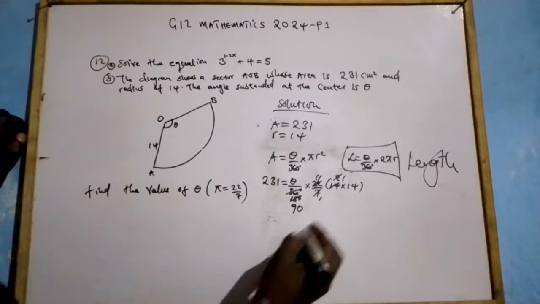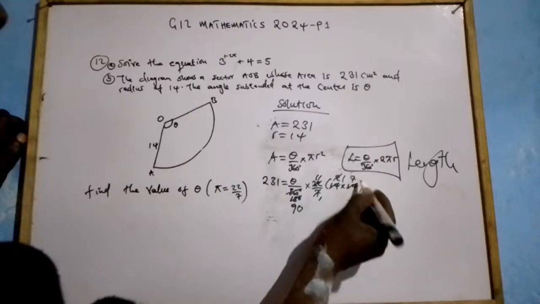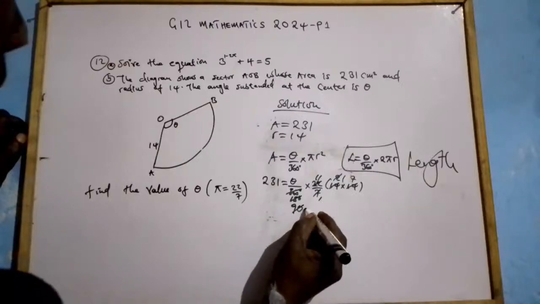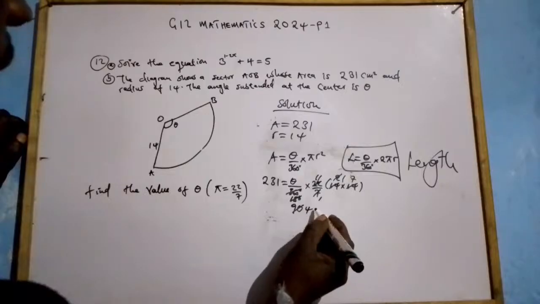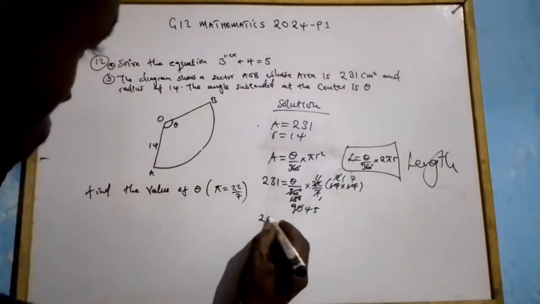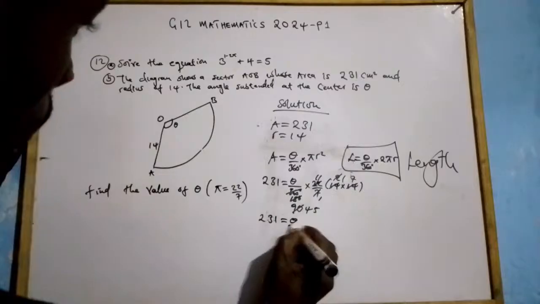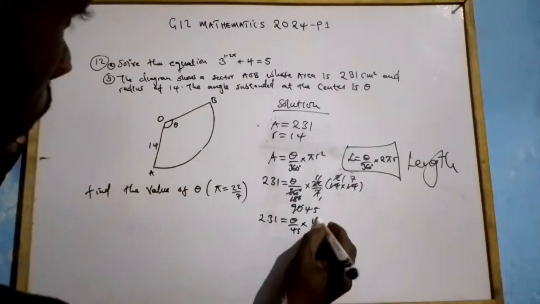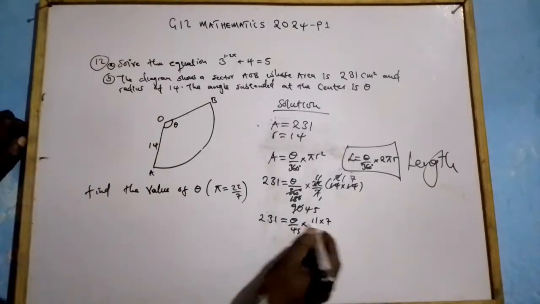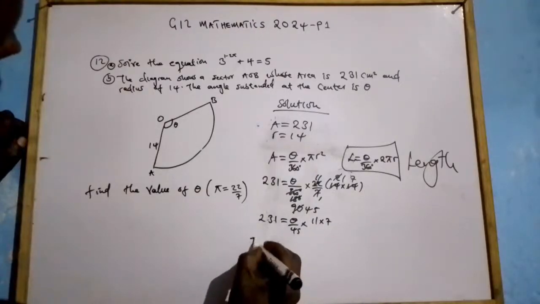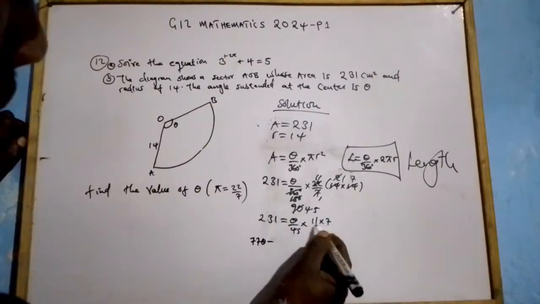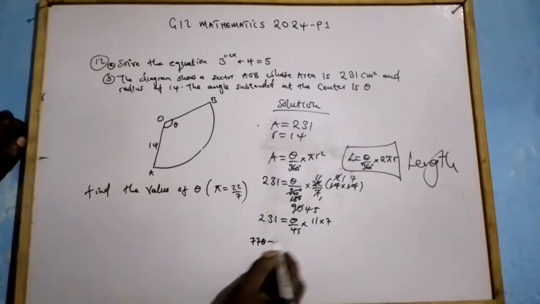And 2 into 180 is 90, 2 here gives 7, and 2 into 90 is 45. So we remain with 231 equals theta over 45 times 11 times 7. 11 times 7 equals 77. So the answer is 77 theta, which equals 45 times 231.